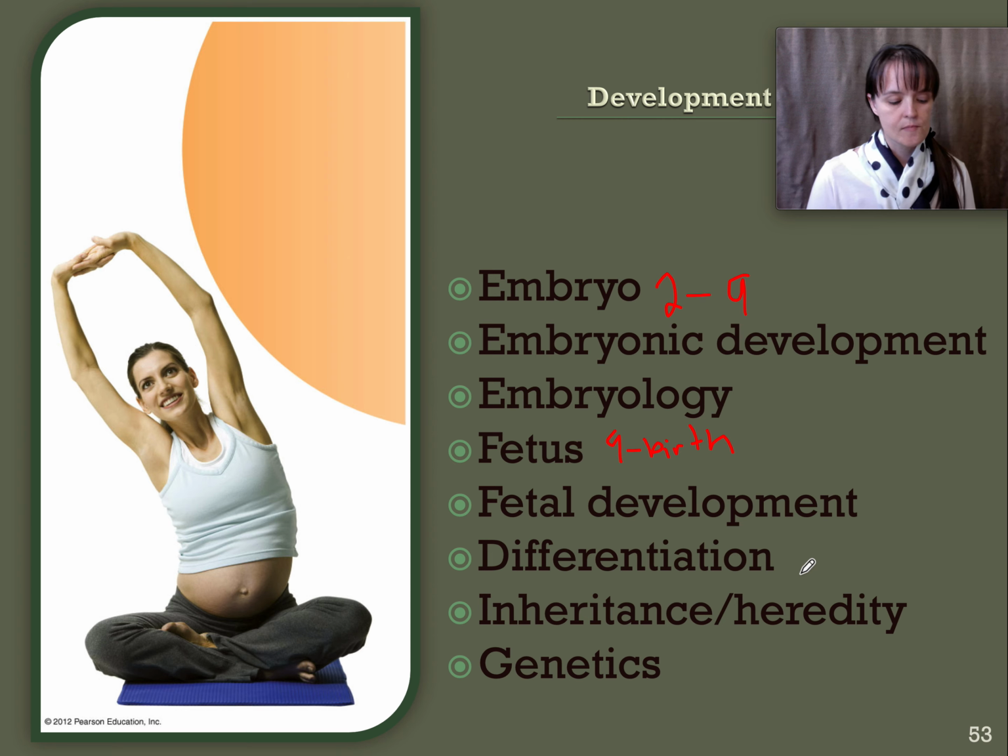Bottom line, if it's a clump of cells, it's a pre-embryo. If it's the size and shape of a cashew, it's an embryo. And if it looks remotely human/alien, then we're going with fetus.